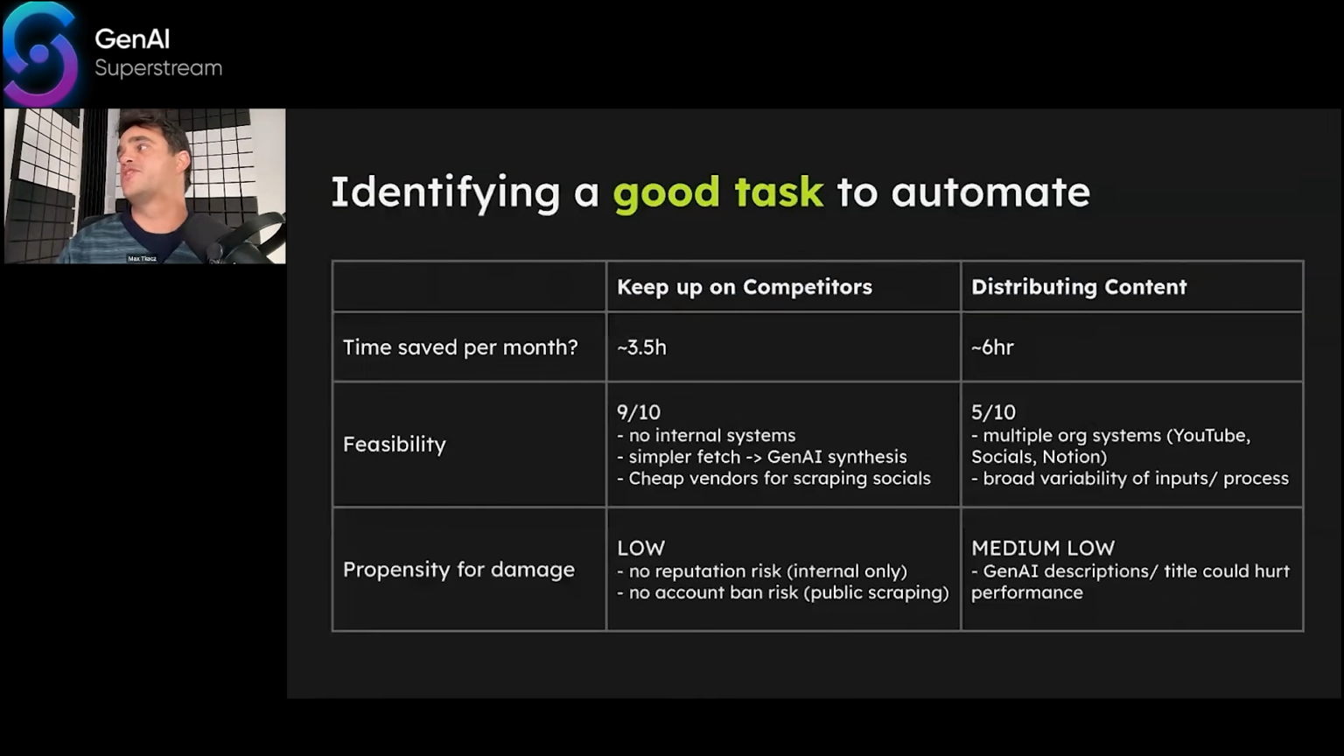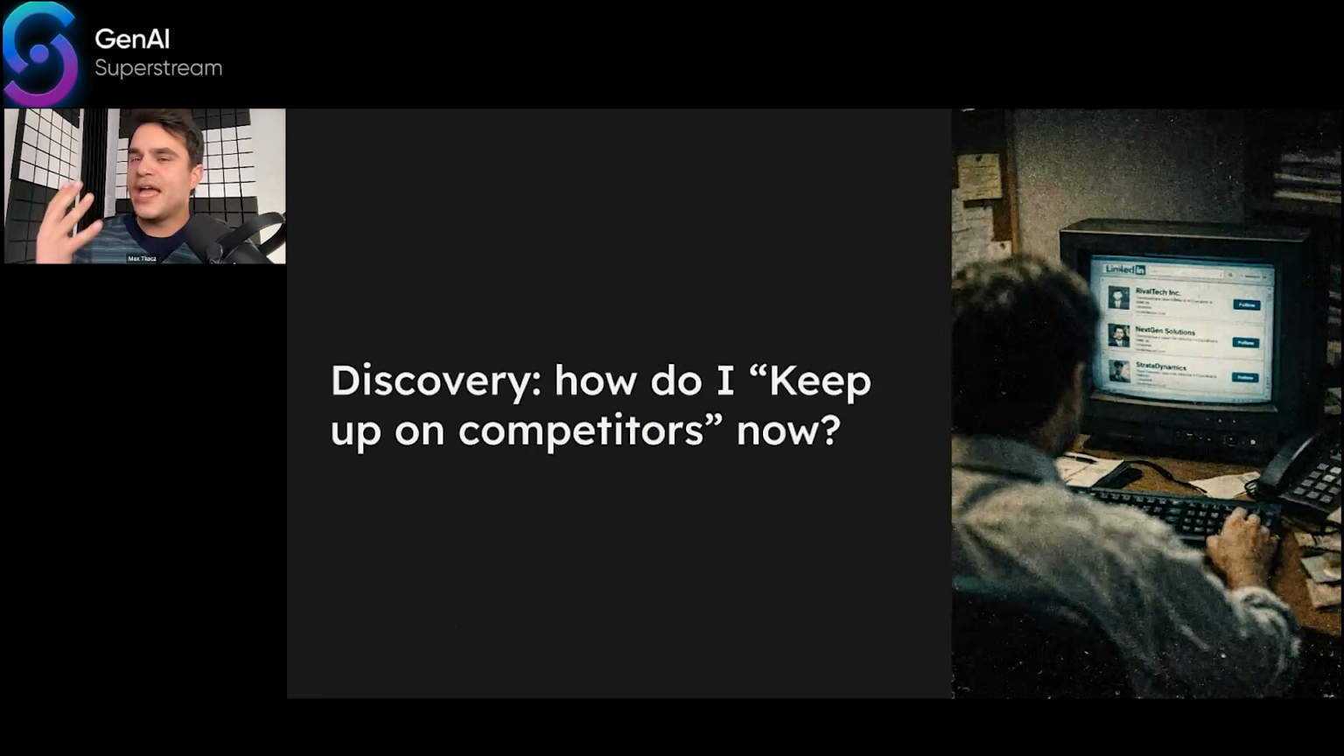So its propensity for damage is pretty low. So that's the one that I'm going to pick. That's the task that I do manually right now, let's say. Then once we've identified a task, we can discover it real quick and scope it down so we know the V1 that we're building. So we're kind of doing that thoughtfully.